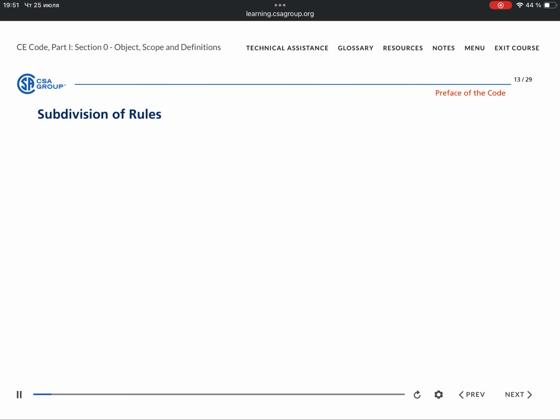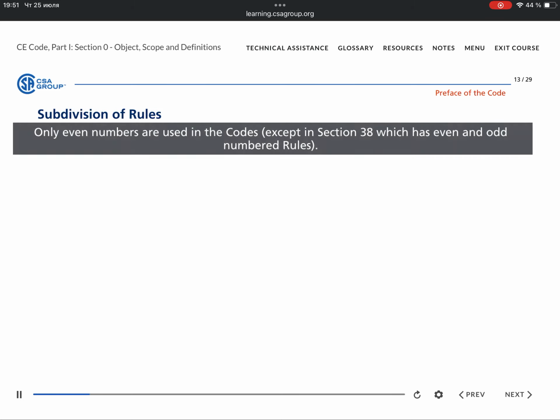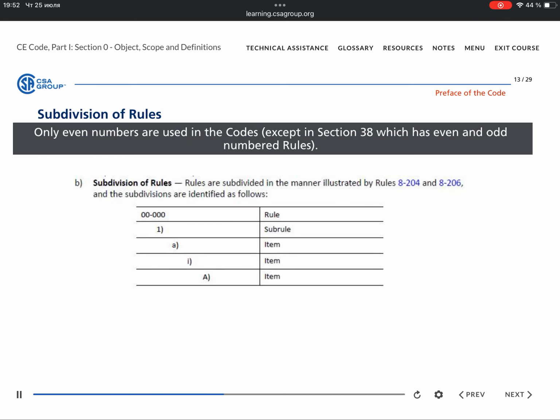This introduction section contains a lot of useful information about the structure of the code. First, the code only uses even numbers, except in Section 38, when numbering the rules. The reason for this is to have the ability to add new rules during updates. Rules are numbered in the following way.